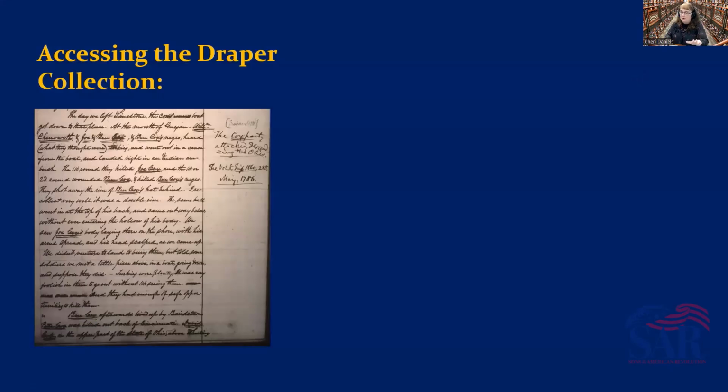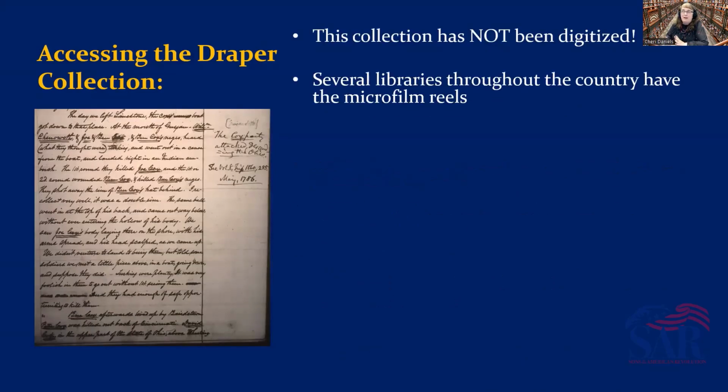Now that you've seen that series, how would we go about finding something in there that could pertain to our American lineage? Well, accessing the Draper collection, again, this has not been digitized. But the thing is, it has been microfilmed, and there are many libraries throughout the country that have these reels. Now, are you going to find it in your public library? Perchance, depends on the library, depends on where you're located. Depends on the size of the library. If it's a larger public library, you might find it. If you can't find it in your area in a public library, contact local university libraries. They may have a copy.